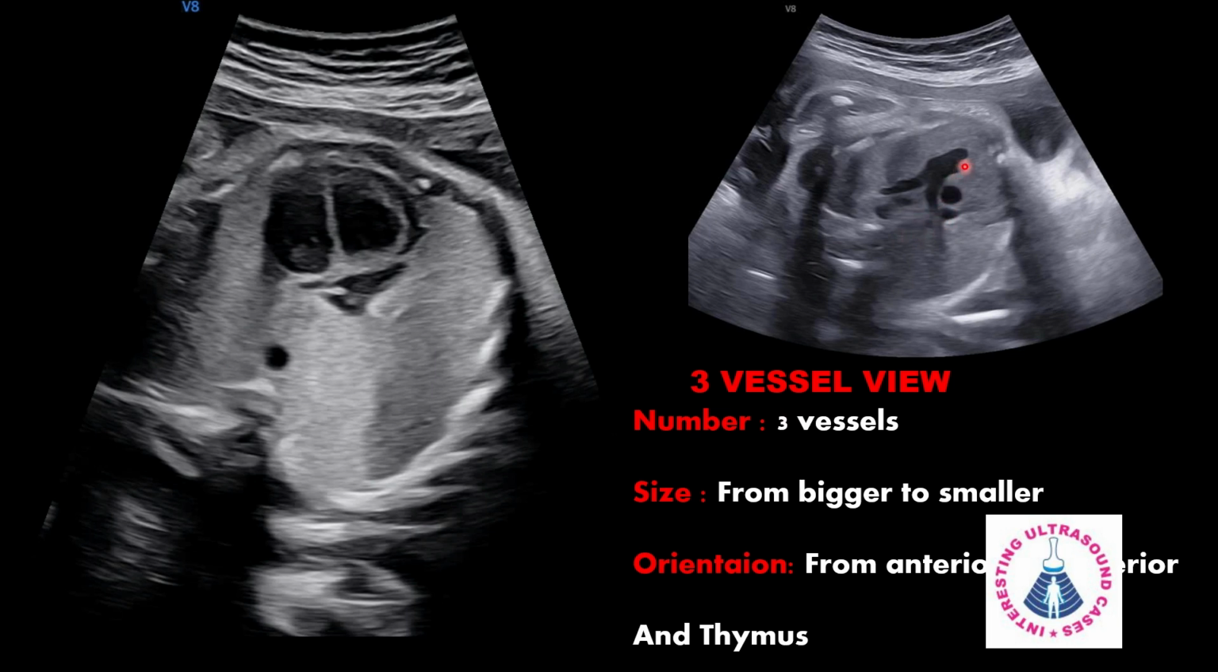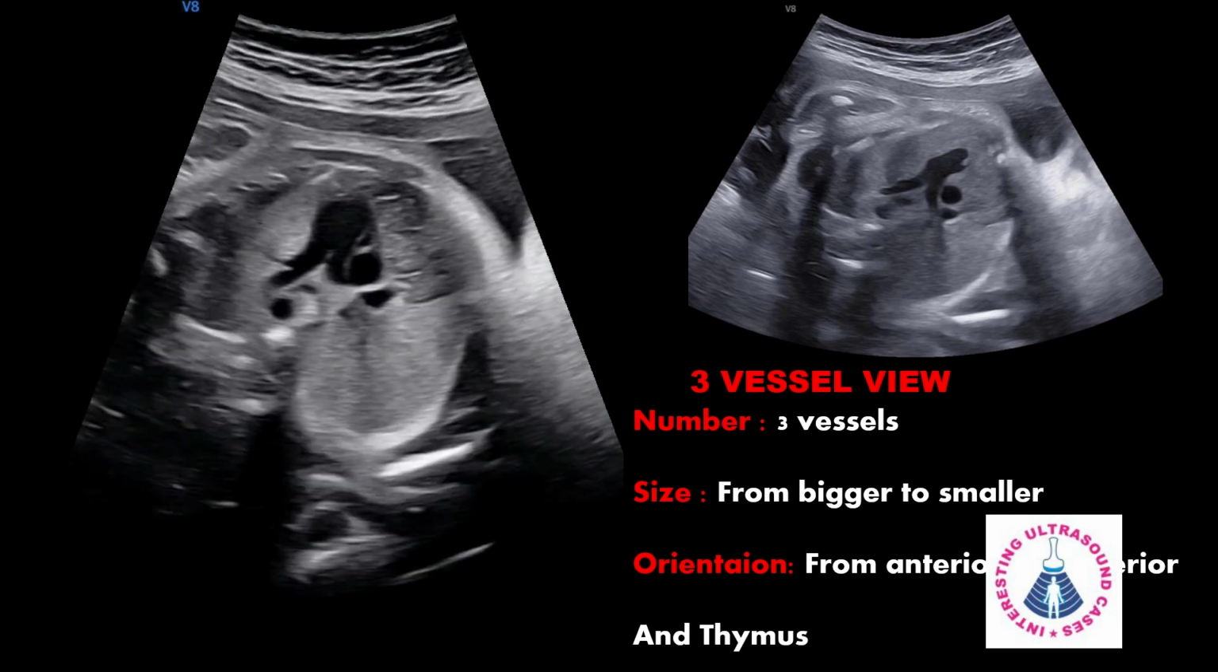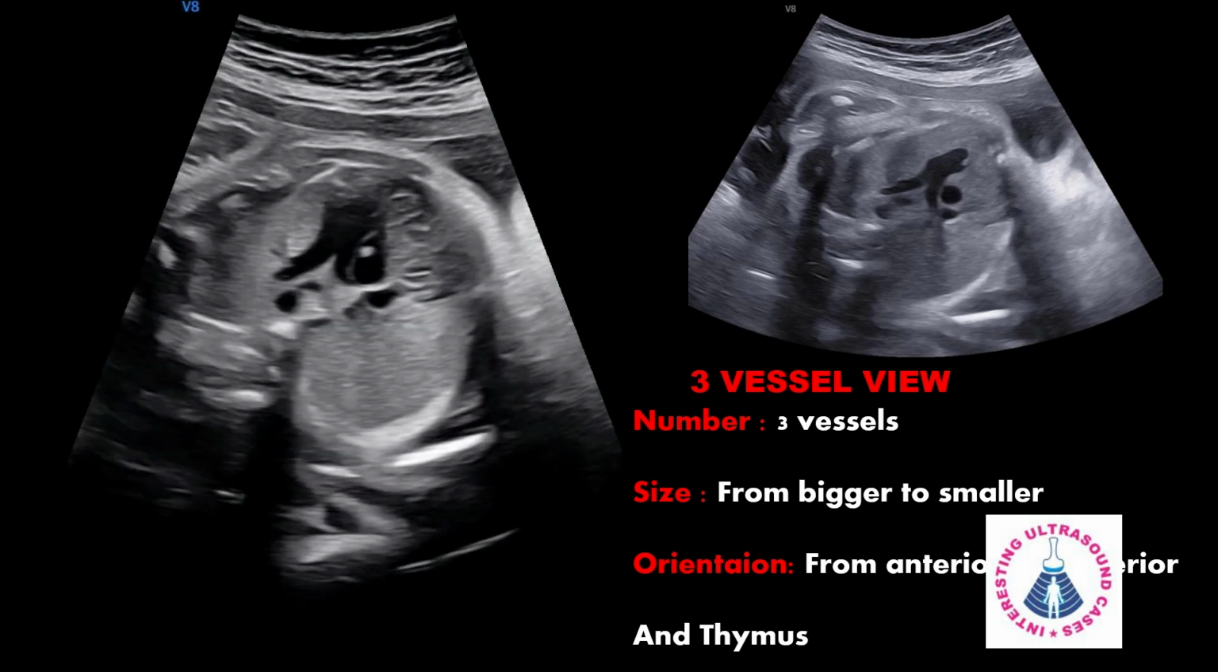They are arranged from anterior to posterior. That is, the pulmonary artery will be anterior, next aorta, next SVC, and size also from bigger to smaller. The pulmonary artery is a little bit big, then the aorta will be smaller than the pulmonary artery, and the SVC still smaller. Then anterior to the vessels we can see the thymus. Here in this video cine clip we can see the thymus and the three vessels.